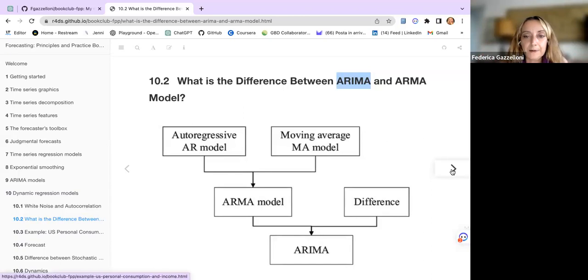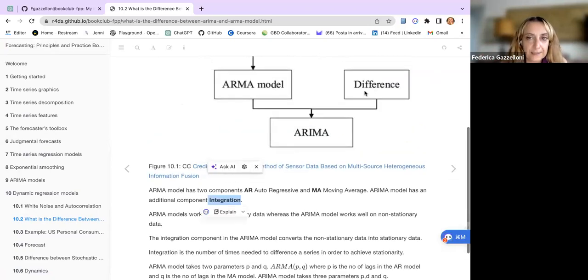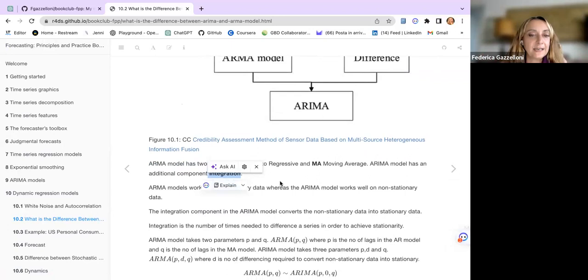And so we can see that the ARMA model has two components, the autoregressive and the moving average. Instead, the ARIMA also has this component of the difference, which is called integration.